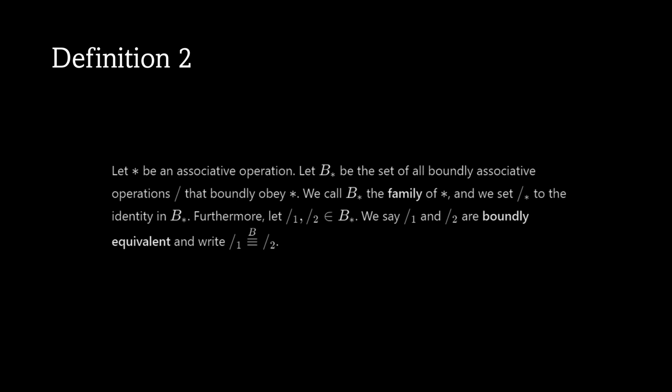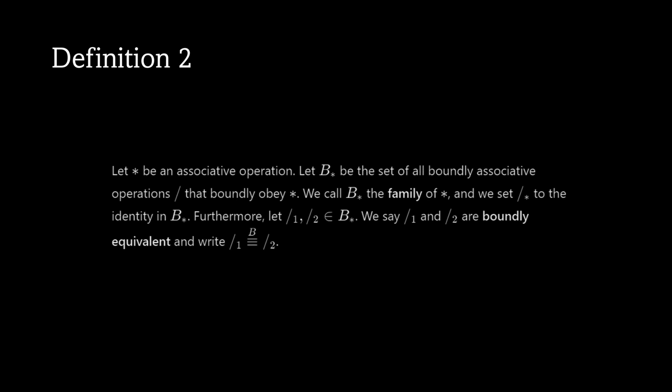So let star be some associative operation, and let B sub star be the set of all boundary associative operations that boundary obey star. So what we're doing is considering the set of all operations that kind of resemble each other, and in this case that resembles star. So we're going to call that B sub star. We then call B sub star the family of star, so that's the name we're going to give this special set. And we also set slash sub star to the identity in B sub star.